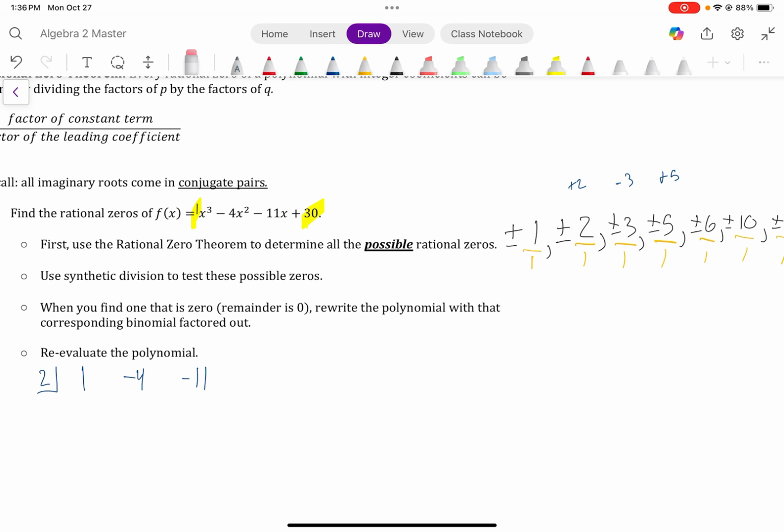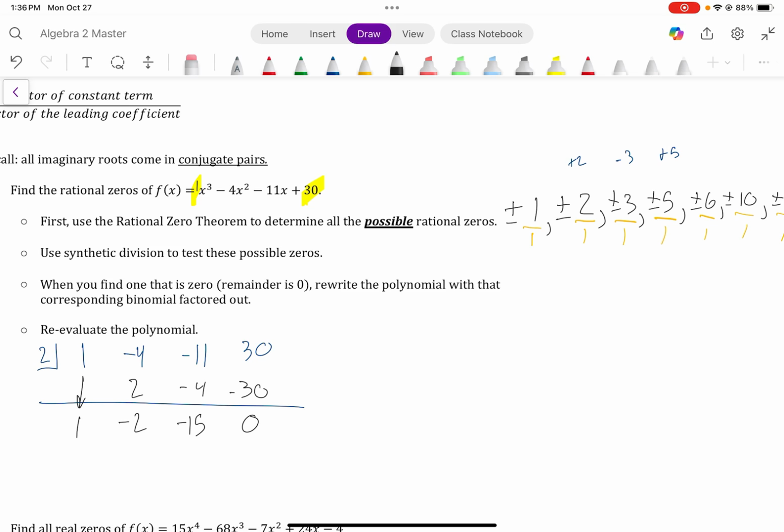So this would be a 30 over here using our synthetic division, and we took the coefficients of each term. Remember, if you are missing a degree, put in a 0 for that coefficient. Bring this down. 2 times 1 is 2. Negative 4 plus 2, negative 2. 2 times negative 2 is negative 4. Gives me a negative 15. 2 times negative 15 is negative 30, which adds up to 0, which means that x minus 2 was a factor.